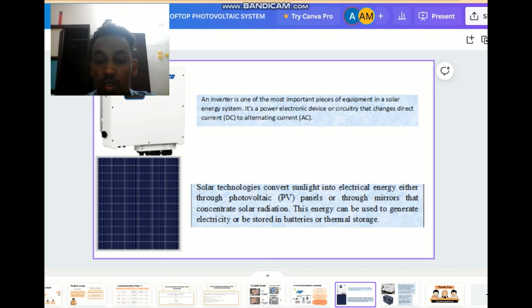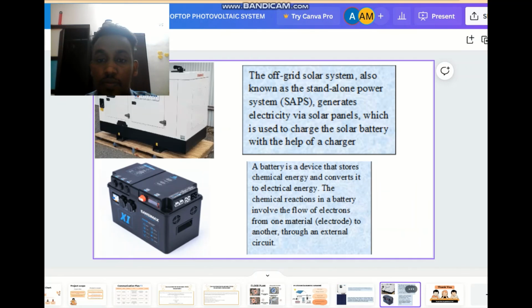The second one is solar. Solar technology converts sunlight into electrical energy, either through photovoltaic panels or through mirrors that concentrate solar radiation. This energy can be used to generate electricity or be stored in batteries or thermal storage. The third one is the off-grid solar system, also known as a standalone power system. It generates electricity via solar panels, which is used to charge the solar battery with the help of a charger.